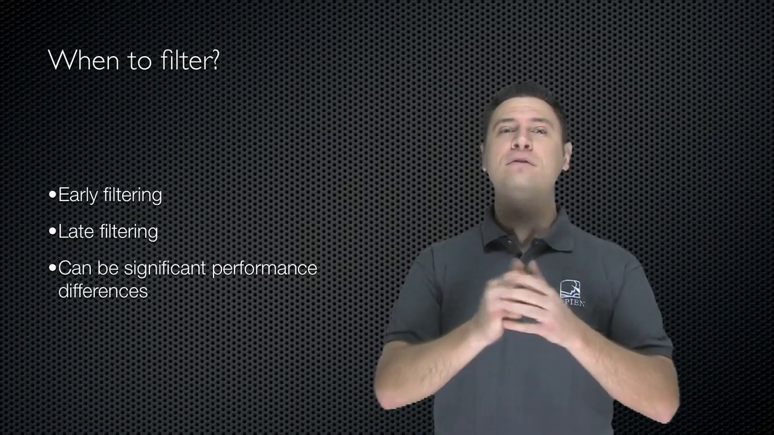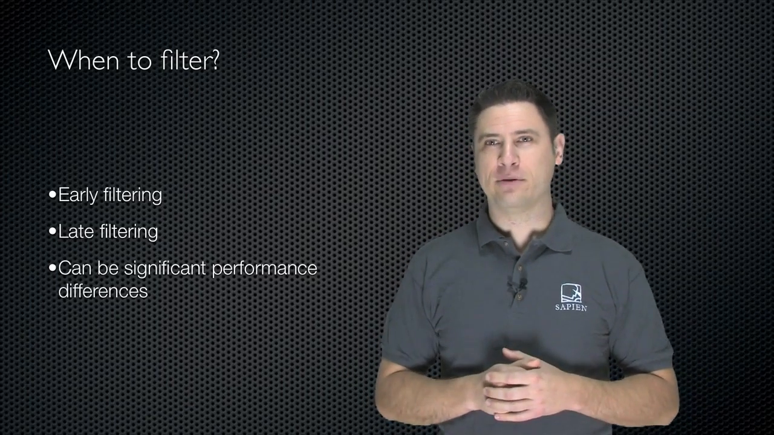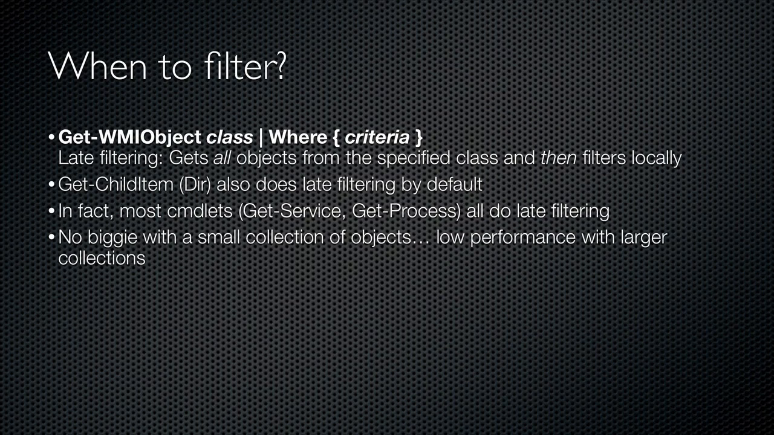So when do you filter? Let's take a look at an example. What's the difference between early and late filtering? Well, it all comes down to when the filtering is applied. For example, if you run Get-WmiObject and pipe the results to Where-Object, that's late filtering. You have to get all the results from Get-WmiObject, and then they get sent to Where-Object, which has to filter them one at a time.